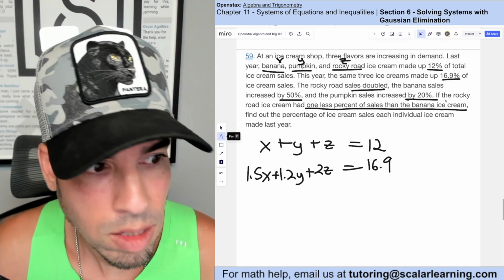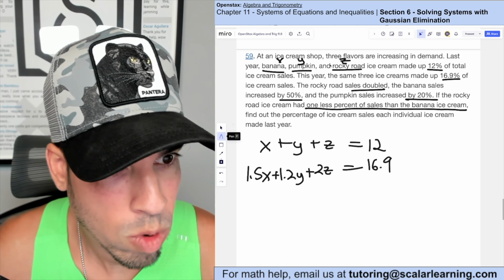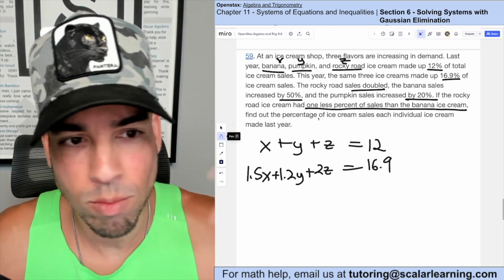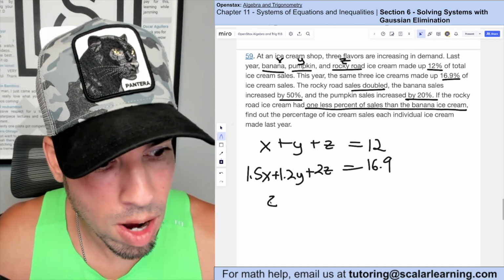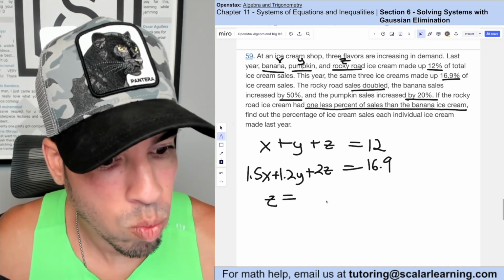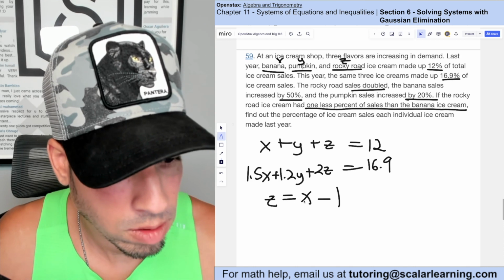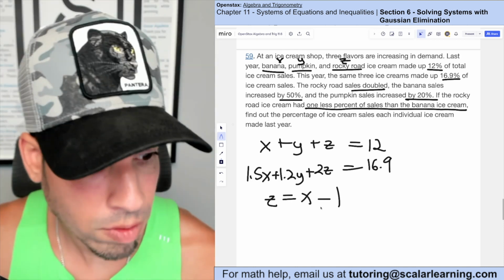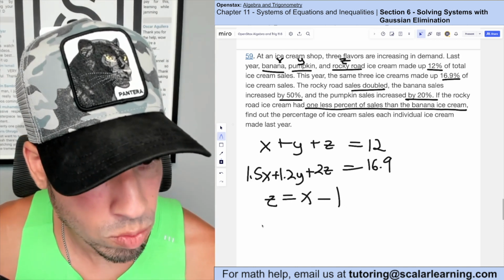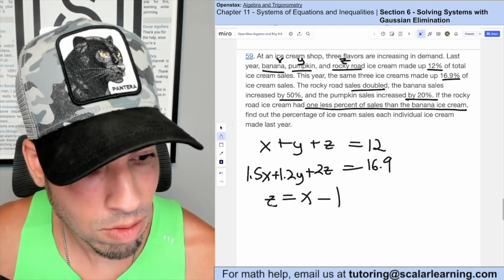Now in this last sentence, it says if Rocky Road, and I'm assuming it's the previous, right? So it's our original variable. If Rocky Road had 1% less than banana, which we said was x. And now we got a triple system. Now let's solve. So the first thing I'm going to do with this one is I'm going to rearrange it by bringing the variable over here.